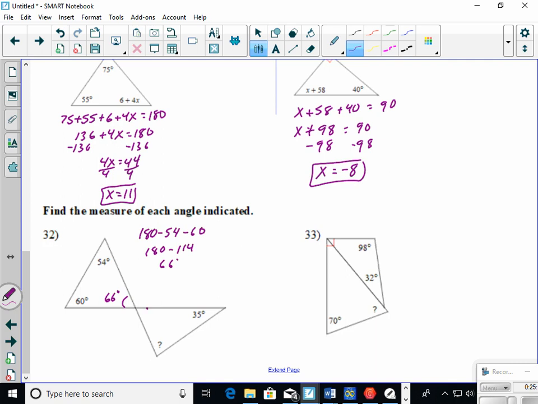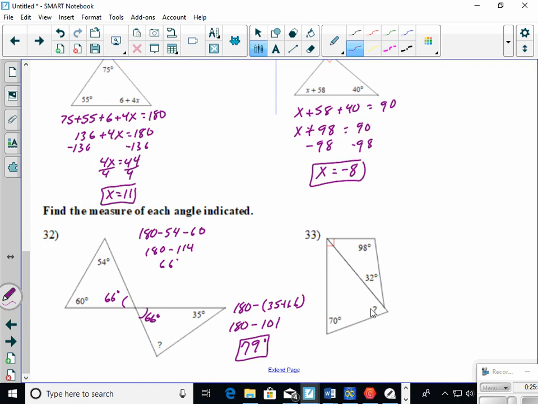Vertical angles are congruent, so this one is also 66 degrees. So now 180 subtract 35 plus 66, which would be 180 subtracting 101. 79 degrees. All right, 33.